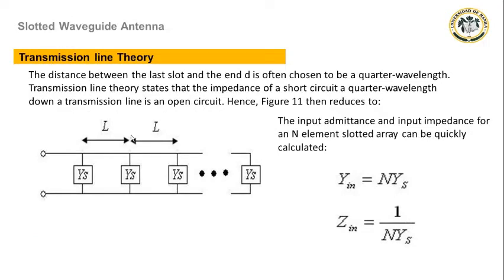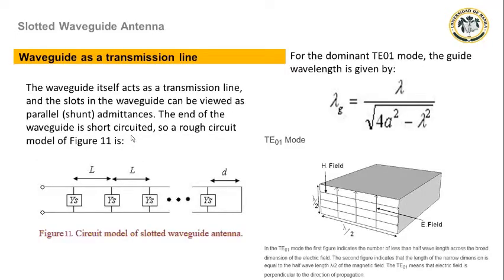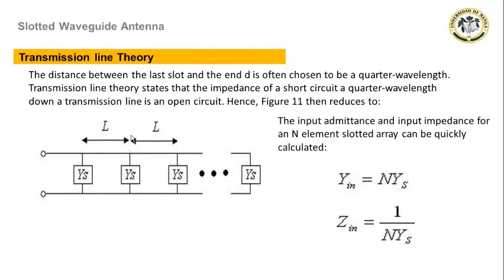The distance between the last slot and the end is often chosen to be a quarter wavelength. Transmission line theory states that the impedance of a short circuit, a quarter wavelength down a transmission line, is an open circuit. Hence, in figure 11, the circuit then reduces to this. There's no distance, there's no B. If the parameter L is chosen to be a half wavelength, then the input impedance of Z ohms, viewed from a half wavelength away, is Z ohms. L is designed to be a half wavelength for this reason.